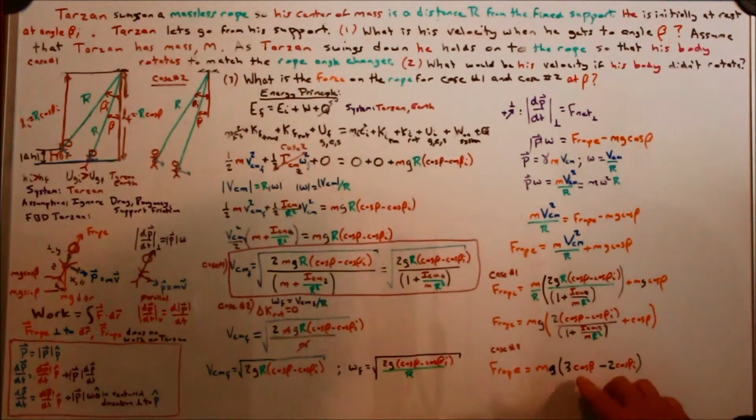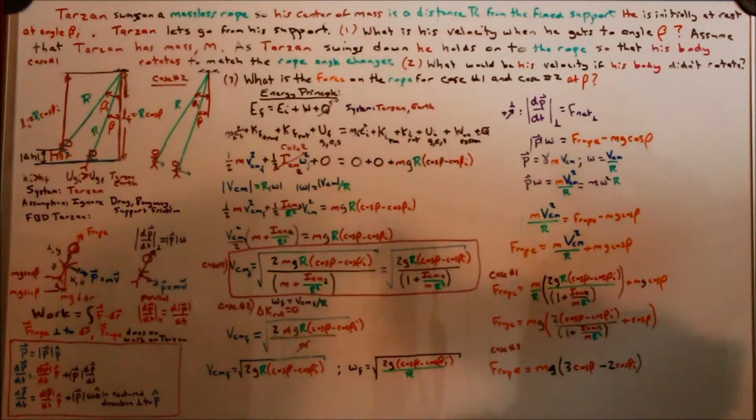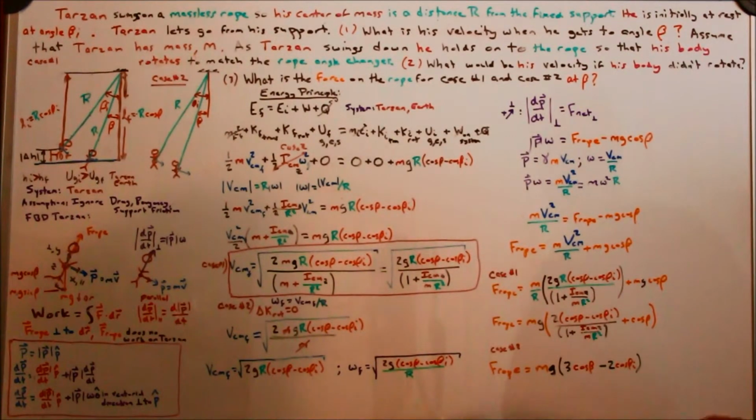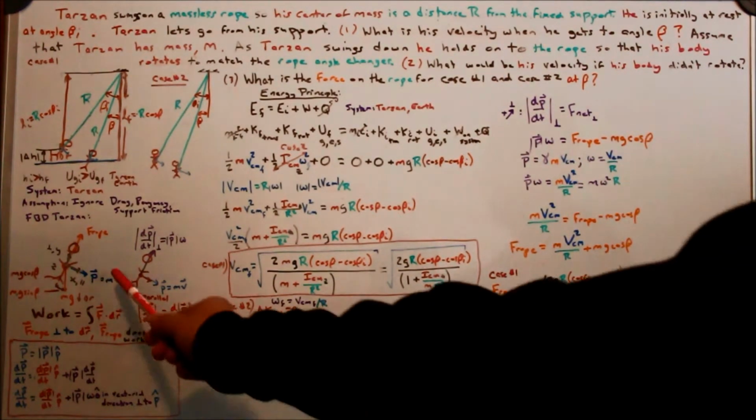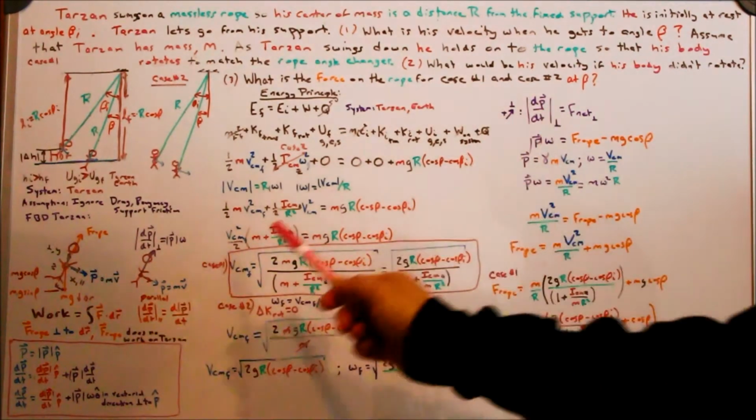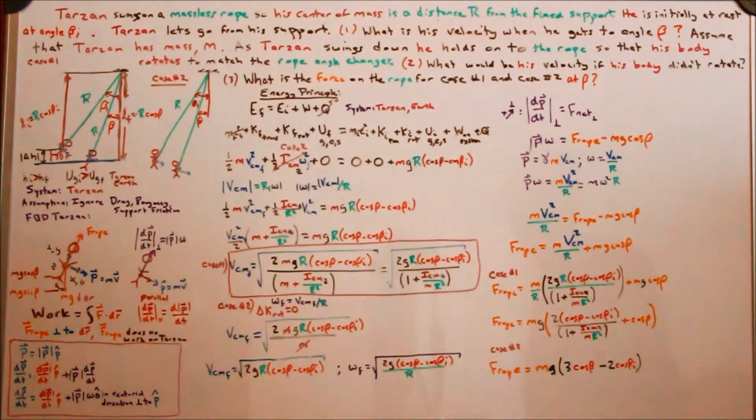And just as a check, maybe think about this one. This is true for any beta final. Let's say beta initial and beta final are the same thing. So these cosines would be the same, so 3 minus 2 would be 1. So the force on the rope at the initial time, before he even starts to move, would be mg cosine beta, which makes sense if he has no momentum and there's no change of momentum at that time. You can see that vectorially works. So there's a check on the work that makes sense.